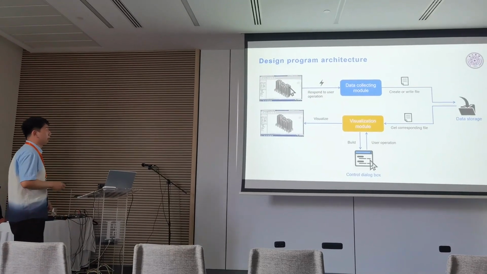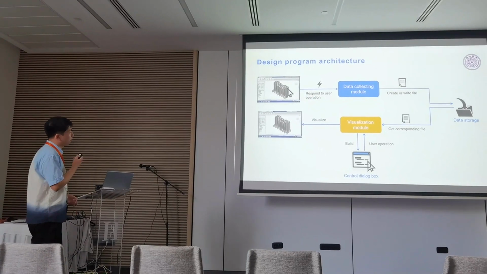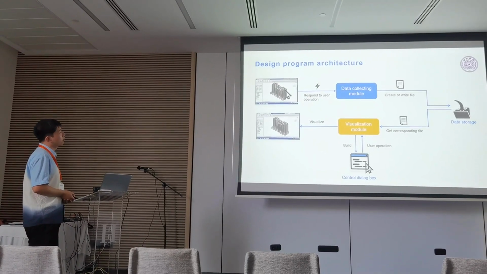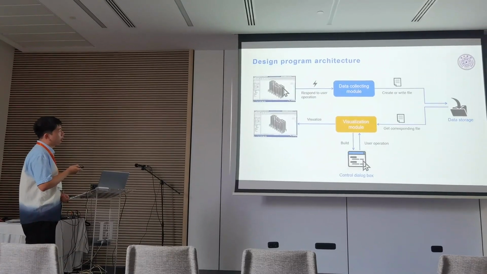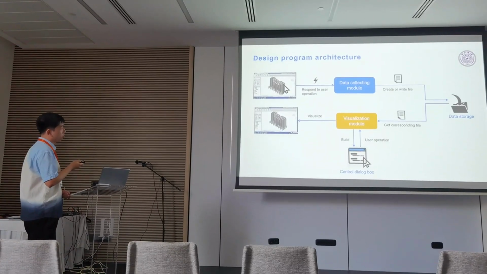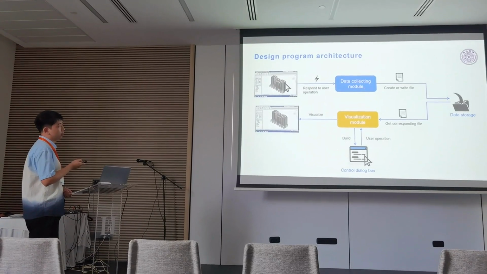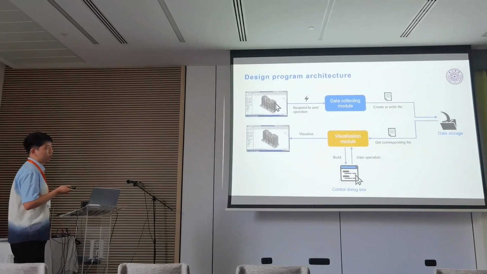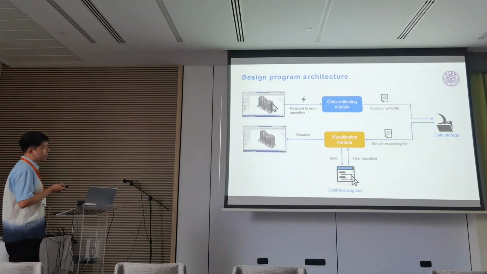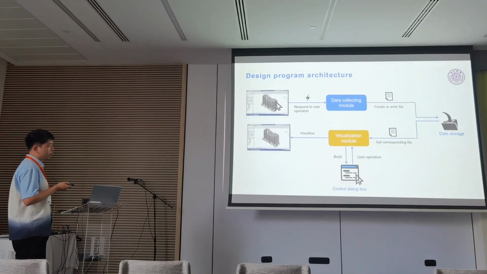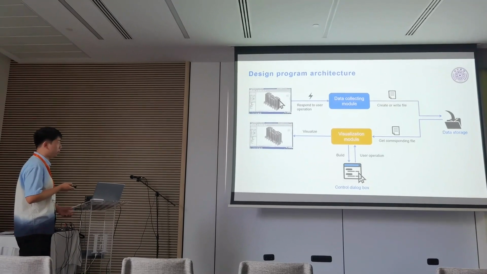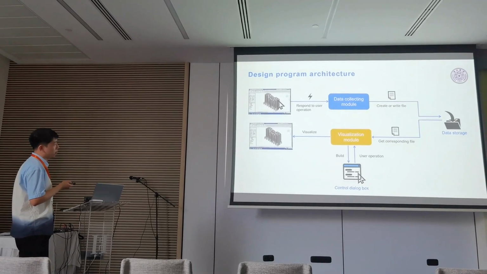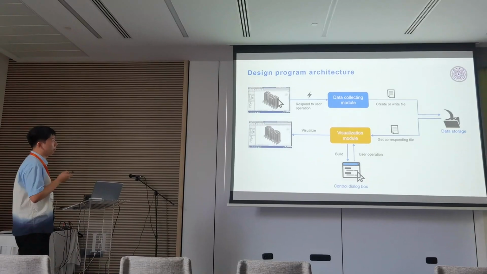As for the architecture, the design of the program, we need to code it. The architecture basically consists of two modules. One is to collect the data in real time. We need to respond to user operations on the model and collect the data into our storage. The other, the visualization module, needs to get the corresponding file and build this dialog box for users to operate, and then visualize it in your interface or BIM software.